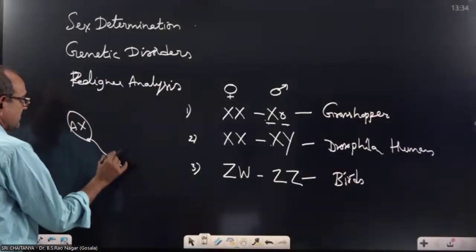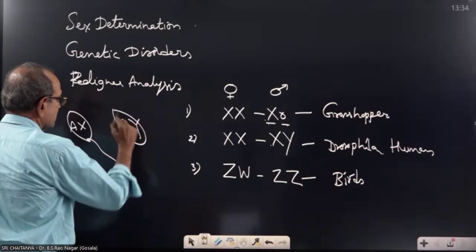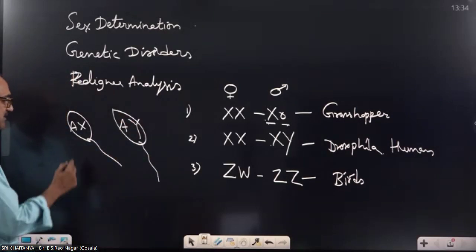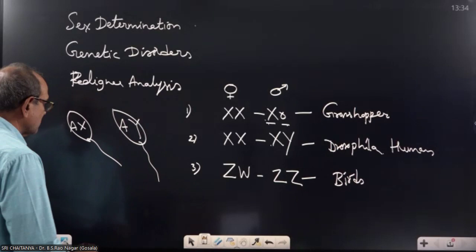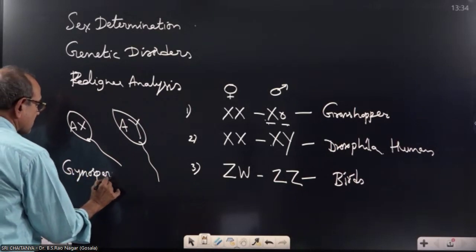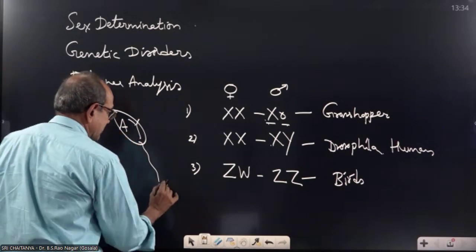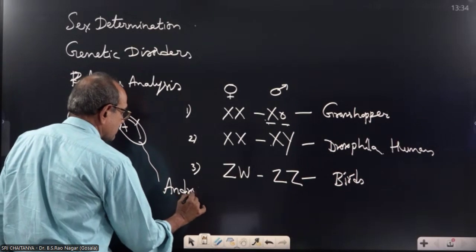Term is used like this. Sperm with X chromosome is called gymnosperm, whereas sperm with Y chromosome is known as androsperm.